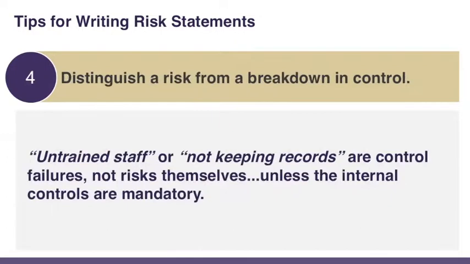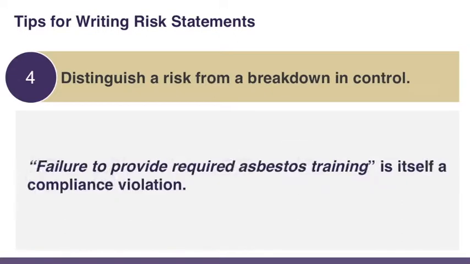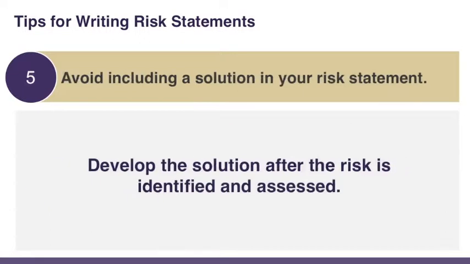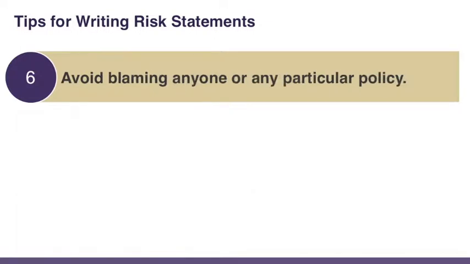Distinguish a risk from a breakdown in control. For example, untrained staff or not keeping records are control failures, not risks themselves, unless the internal controls are mandatory. For example, failure to provide required asbestos training is itself a compliance violation. Avoid including a solution in your risk statement. Develop the solution after the risk is identified and assessed. Avoid blaming anyone or any particular policy.